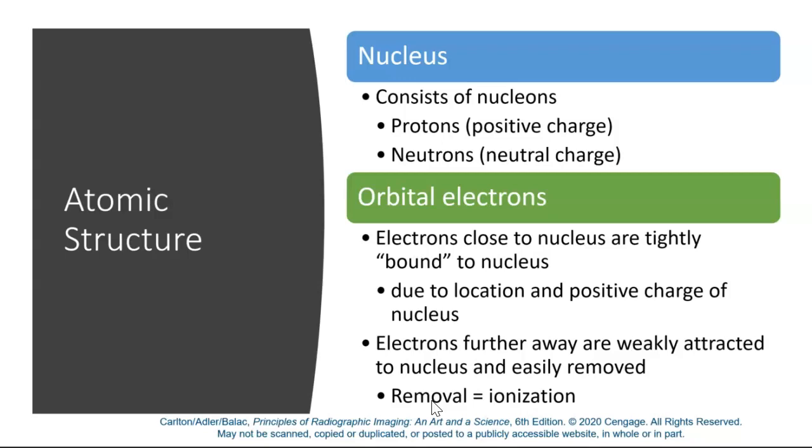When they're further out, that bond pulling them together, that opposite attraction, is not as strong. So those electrons in those orbital fields that are further out are not as tightly bound, and they're easily knocked out. Okay, so we can remove one of those electrons, and when we do that, we call that ionization. So ionization, and that's what we're working with, ionizing radiation. Okay, so we have radiation that is going to ionize.